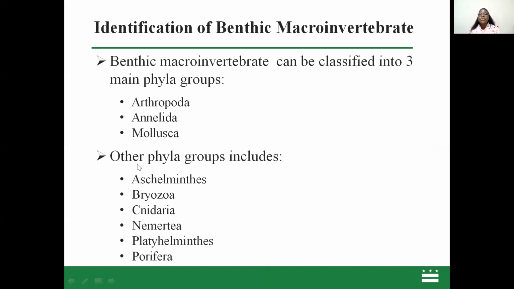Before we go into the identification of benthic macroinvertebrates, it is important to know that they are classified into 3 main phyla groups. We have the Arthropoda, the Annelida, and the Mollusca. However, there are other phyla groups which include the Bryozoa, the Cnidaria, Nematoda, and so on. But for the purpose of this presentation, we're going to focus on the 3 main phyla groups.